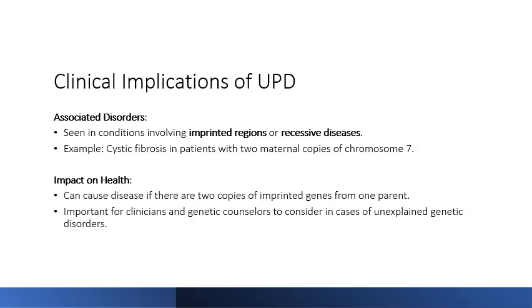So what are the clinical implications of UPD? The associated disorders are seen in conditions involving imprinted regions or recessive diseases. An example would be cystic fibrosis in patients with two maternal copies of chromosome 7, or Prader-Willi syndrome where a patient would have two maternal chromosome 15s. The impact on health can cause disease if there are two copies of imprinted genes from one parent. And it's important for clinicians and genetic counselors to find this out to consider in cases of unexplained genetic disorders.